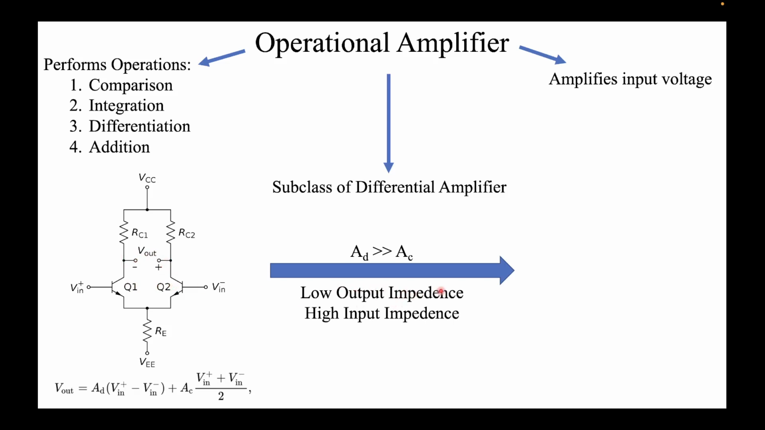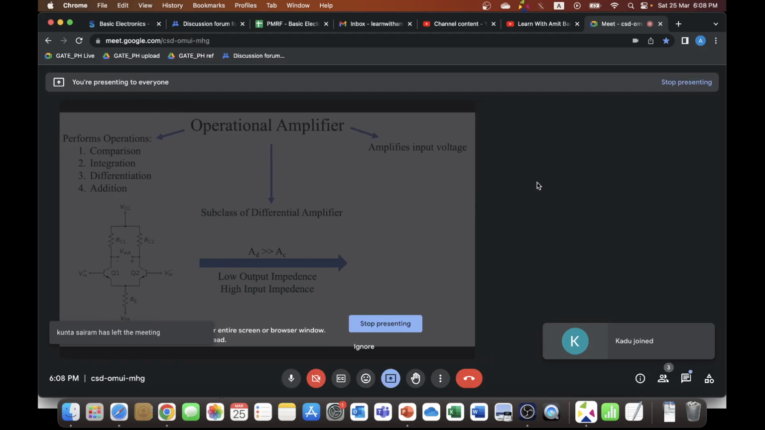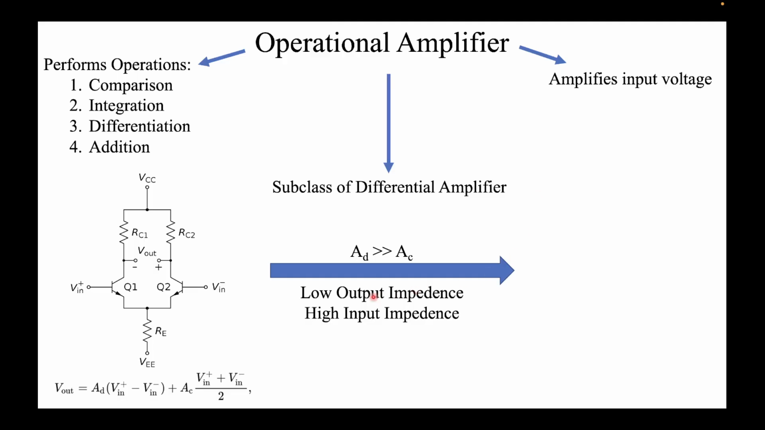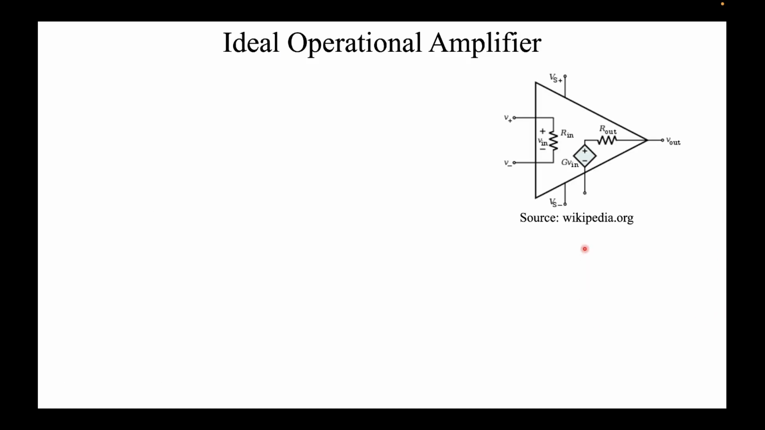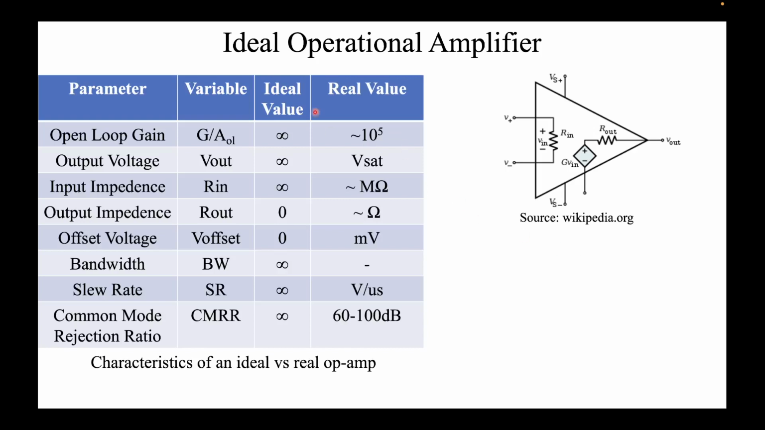Also, we design the circuit in such a manner that the output impedance is high and the input impedance is low. And finally, what we get is an operational amplifier, which is denoted using this symbol on your right. So there are some properties of an ideal operational amplifier, which you can see in this table. So open loop gain is infinity.